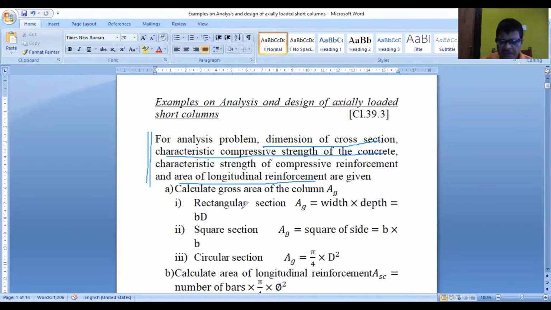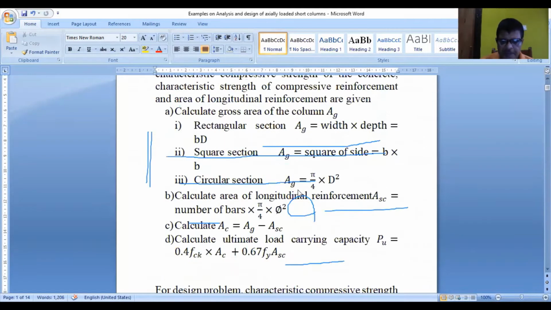Now, if it is a rectangular section, the area means the gross area. So the gross area will be equal to width multiplied by depth, that is B into D. In case of a square section, it will be B square, where the side is equal to B. And in a circular section, the diameter is given, and the gross area AG is equal to pi by 4 D square.